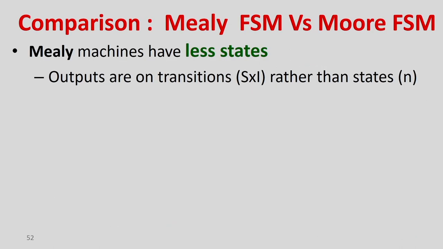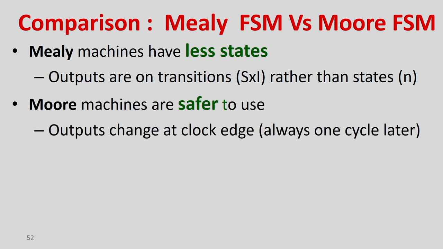What is the major difference between Mealy machines and Moore machines? Mealy machines have fewer states, probably because outputs are on transitions rather than states. Moore machines are safer to use because outputs change at clock edges and always one cycle later, because it is synchronized. First the state needs to change, and the output depends on states.